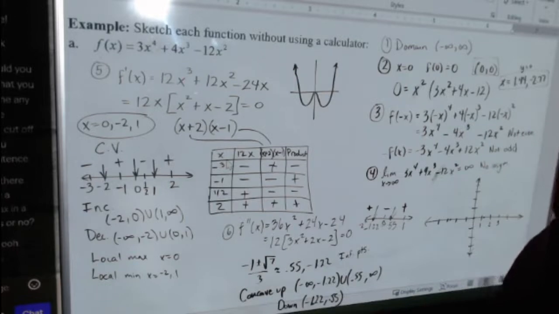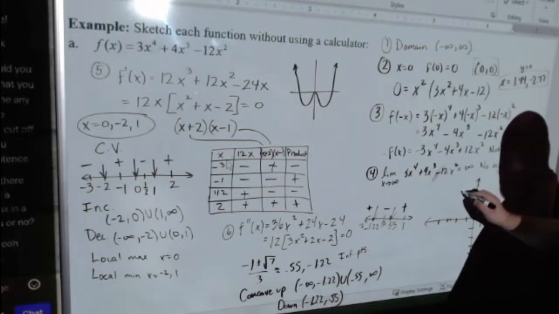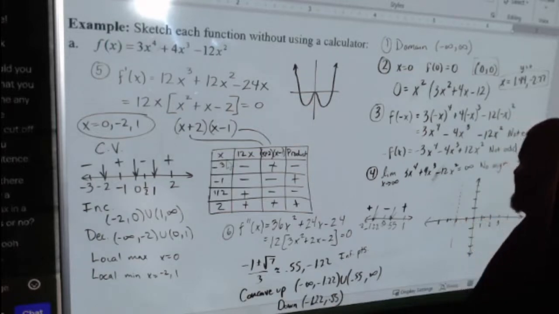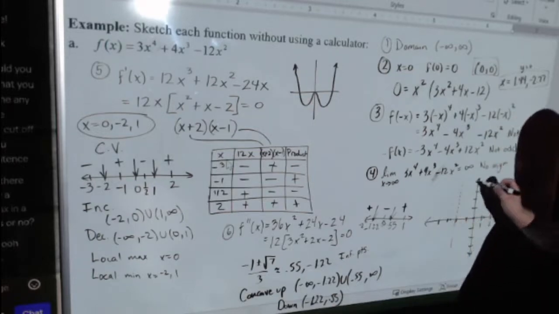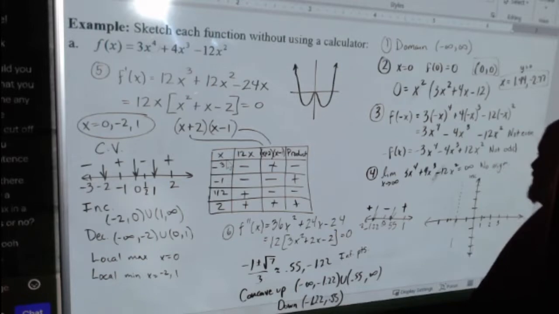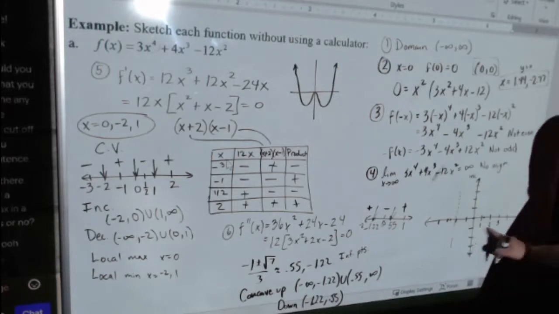Then we know that we are increasing, so I'm going to put a dotted line here. So we're increasing from -2 to 0. So it's got to be increasing in this area. So from here to here. We also know it's got to be increasing from 1 on.